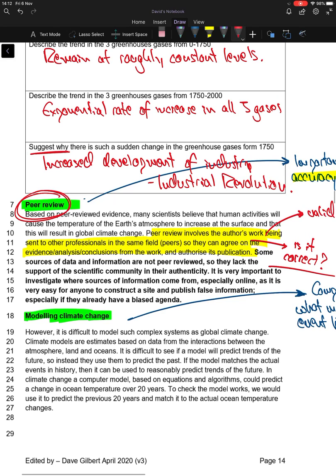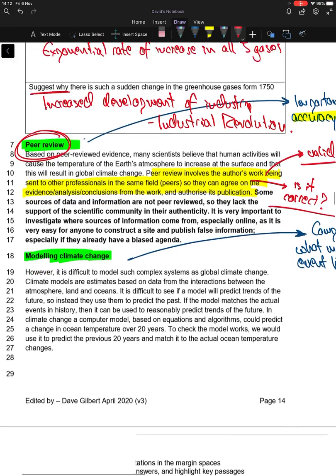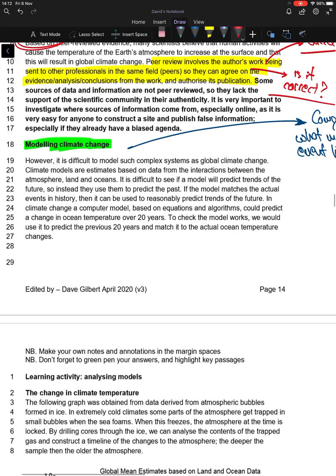So are these valid ideas? So that's the idea of peer reviewing. Now, modelling climate change. However, it's difficult to model such complex systems as global climate change. Climate models are estimates based on data from interactions between the atmosphere, land and oceans.